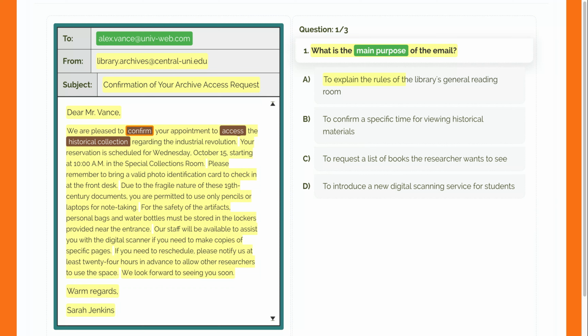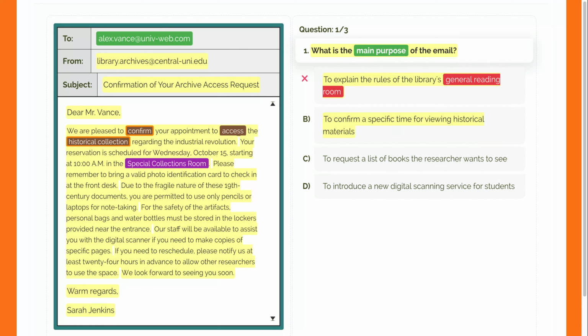To explain the rules of the library's general reading room. This choice says the email is about the general reading room. However, the email specifically mentions the special collections room and a historical collection. While there are rules mentioned, they are not for the general library, but for a specific archive visit. Therefore, this is incorrect.